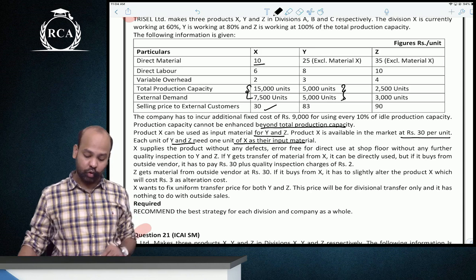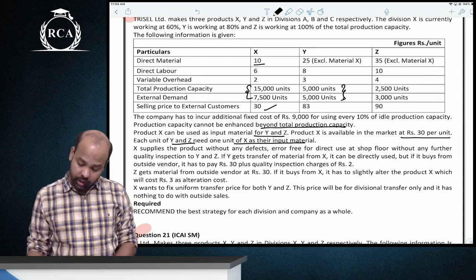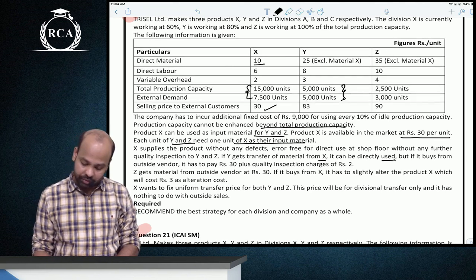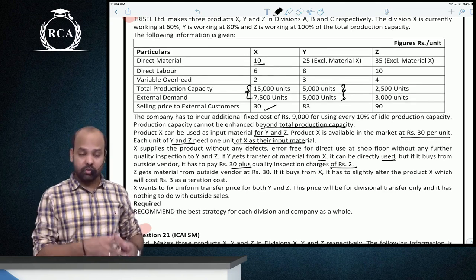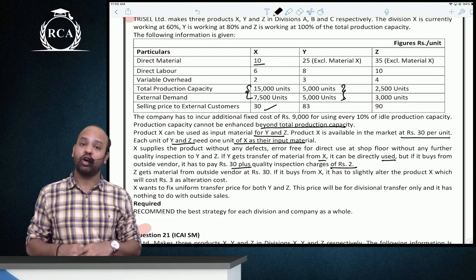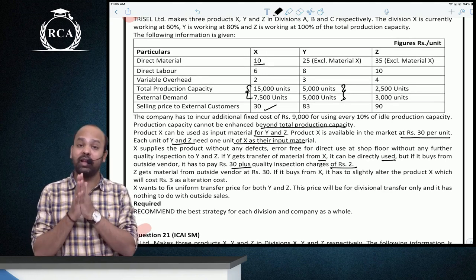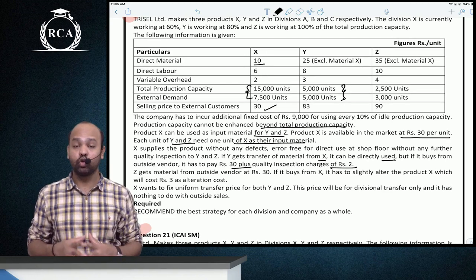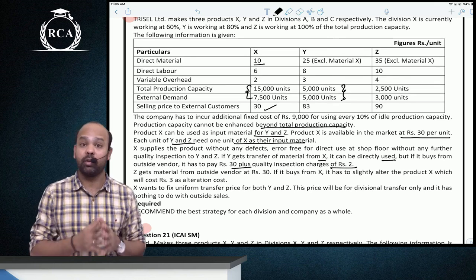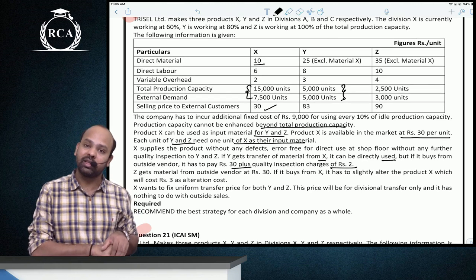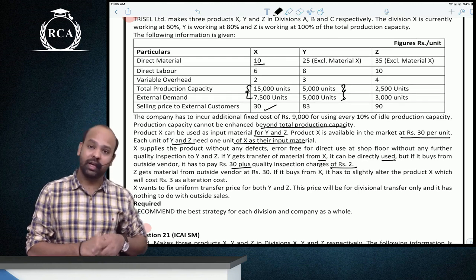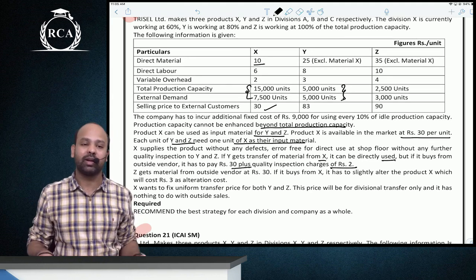They do not have to incur any further cost. If Y gets transfer of material from X, it can be directly used, but if it buys from an outside vendor, it has to pay 30 plus quality inspection charges of 2 rupees. Let us not forget that division Y, if they procure from the external market, will have to incur 30 rupees plus another 2 rupees for inspection. So their external procurement cost is 32 rupees. But in case they're procuring internally, they do not have to incur that inspection charge. So the maximum transfer price here is 32 rupees.